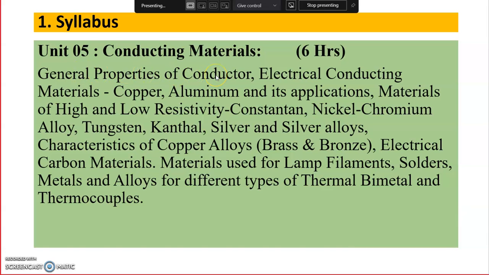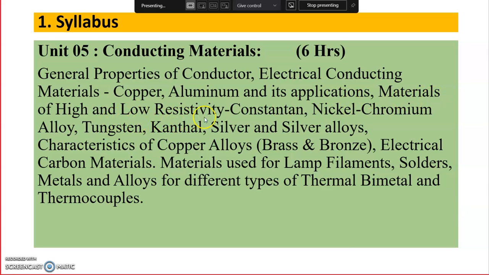General properties of conductor. What are the general properties of conductor? Then electrical conducting materials, copper, aluminum. These are popularly used conducting materials in electrical engineering. So we'll study properties of copper, aluminum and its applications. Then materials of high and low resistivity.